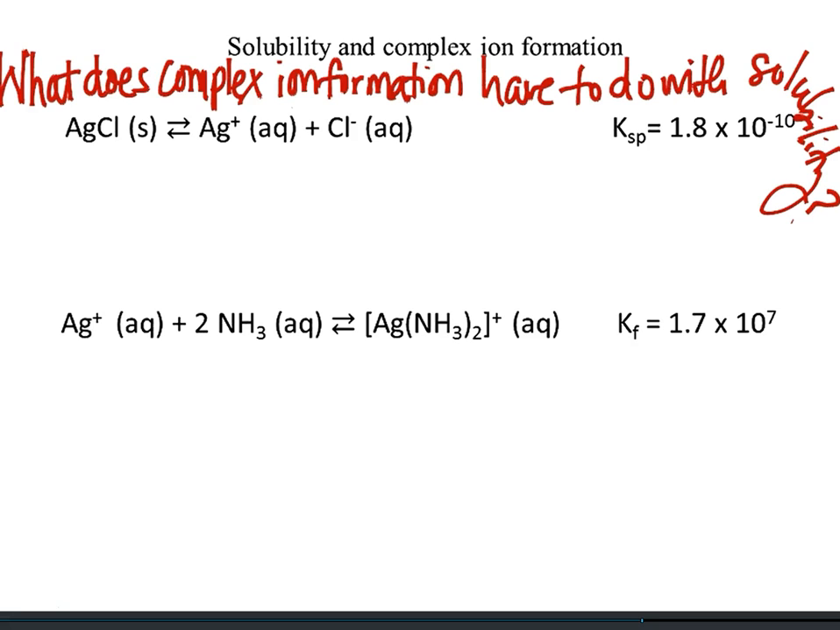So now let's talk about solubility and complex ion formation. So the question here, what does complex ion formation have to do with solubility? Why do we care about this? So if you look at the solubility equilibrium on the top, we're trying to dissolve silver chloride. It has a relatively low KSP, which means it's relatively insoluble in water. Below that is the complex ion formation equilibrium, where a silver ion will combine with two ammonias, and that will form the silver ammonia complex ion. This is the formation constant, 1.7 times 10 to the 7. It's relatively large, lies pretty far to the right. So what this all means is that silver chloride is more soluble in ammonia than it is in pure water.